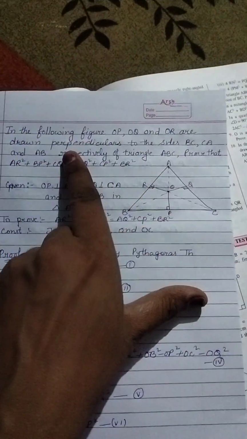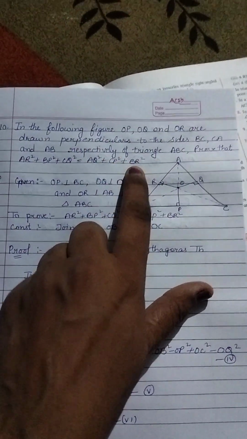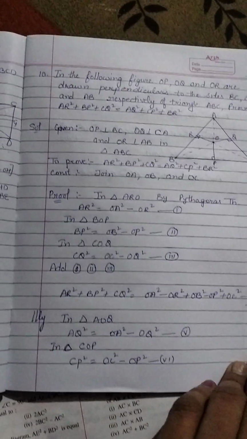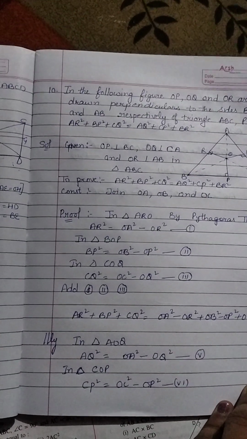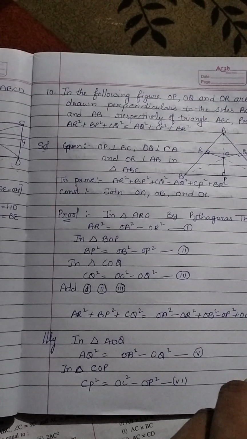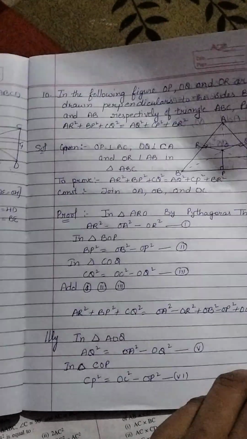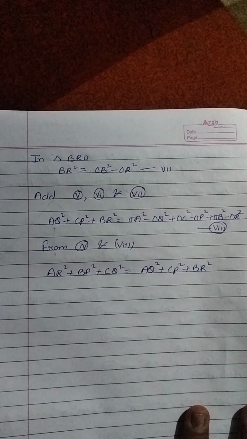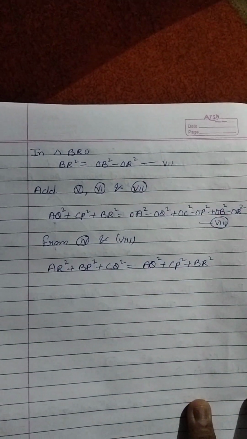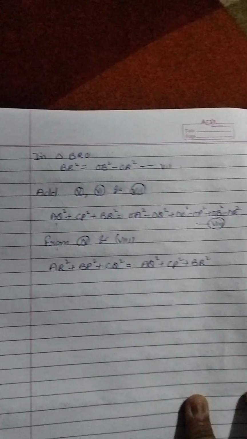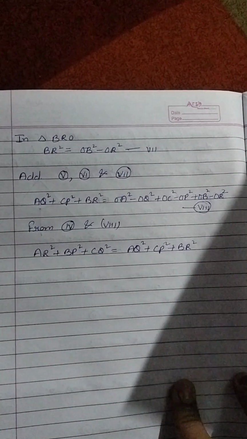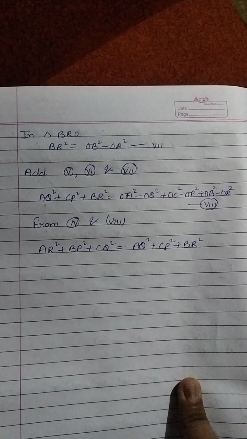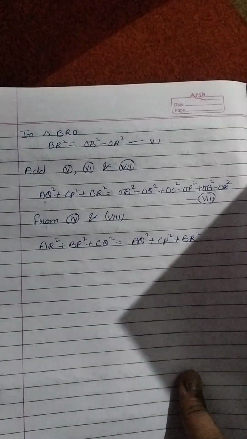Similarly, we find the values of AQ square, CP square and BR square. In triangle AOQ, AQ square equals OA square minus OQ square. This is the fifth equation. In triangle COP, CP square equals OC square minus OP square. And in triangle BRO, BR square equals OB square minus OR square. We add all these three equations and we get AQ square plus CP square plus BR square is equal to OA square minus OQ square plus OC square minus OP square plus OB square minus OR square.